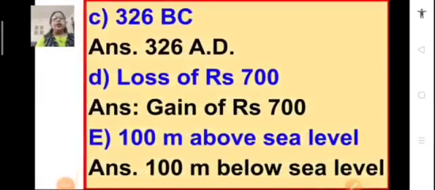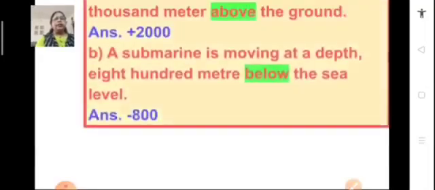C, 326 BC. The opposite to that is 326 AD. D, loss of rupees 700. Answer will be gain of rupees 700. E, 100 meter above sea level. Answer is 100 meter below sea level.